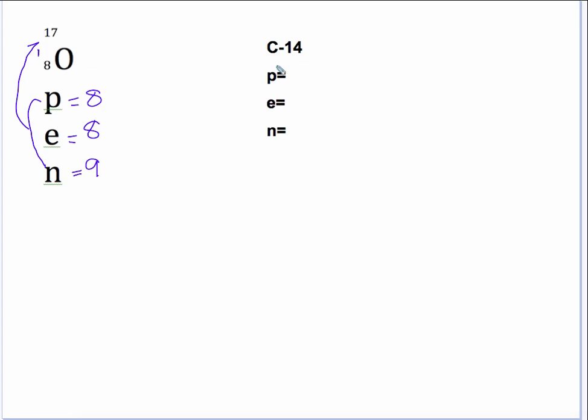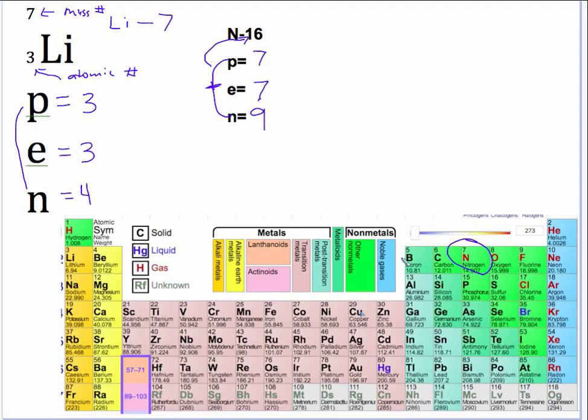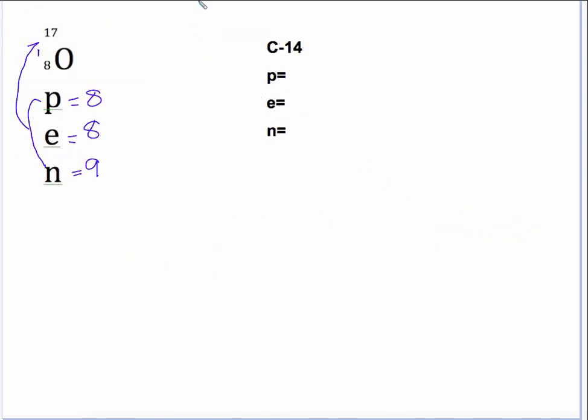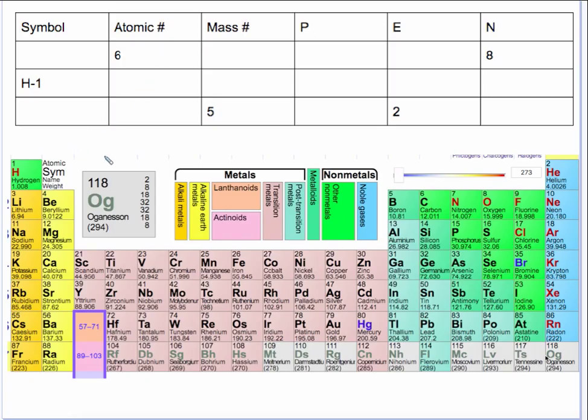Okay, here's one where we have carbon 14. Now, when they give it in this format and you don't have a periodic table, you're going to need to look at it. So let me go back here and find carbon. Carbon is atomic number 6, so that means it has 6 protons. It also has 6 electrons. Protons always equal electrons in an atom. Then protons plus neutrons have to equal the mass number. And so that's going to be equal to 8. 6 plus 8 is 14.